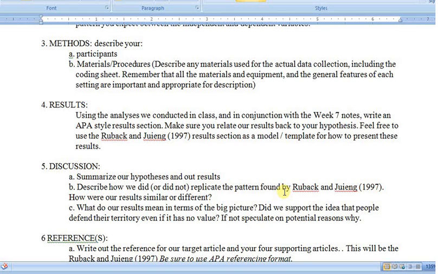Do we have any new ideas? Like if you were going to do the study again, what would you do differently? What are some additional variables you think might be influencing the patterns that we see? So discussion section, you want to relate back to the introduction.